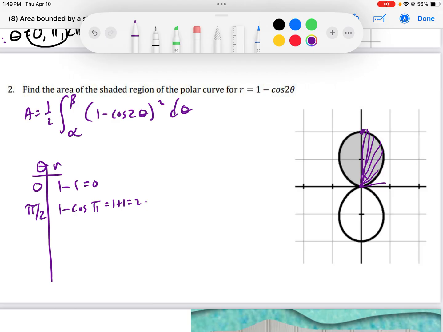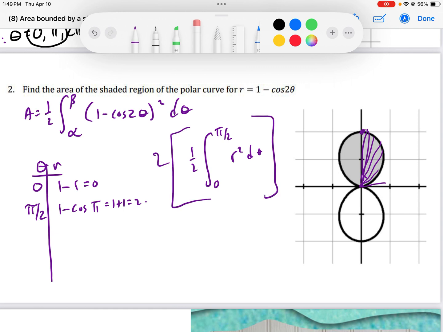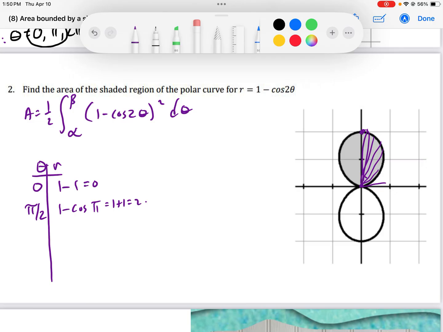And I could use some symmetry. A lot of the times we're going to try to use symmetry as much as possible to help us out. So I could set up 1/2 of the integral from 0 to pi over 2 of that radius squared d theta. And whatever I get, I just multiply by 2. That would be one option. But I'm just going to keep going with the way I did it earlier.